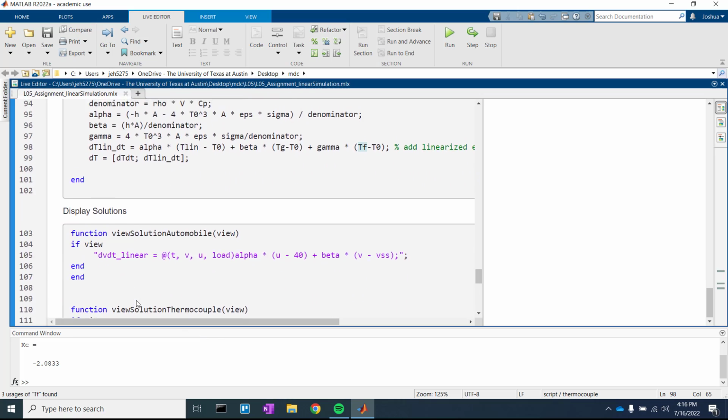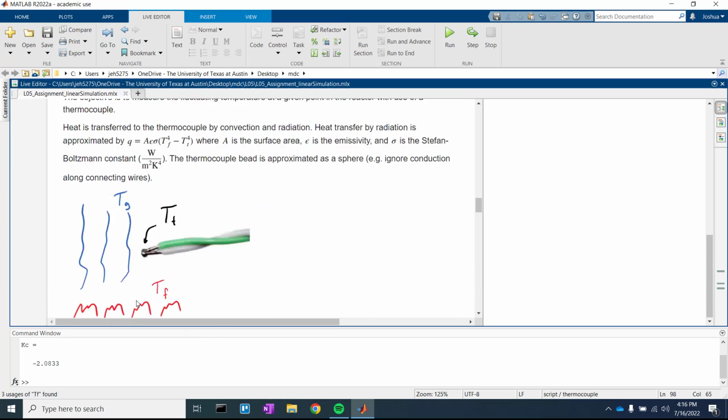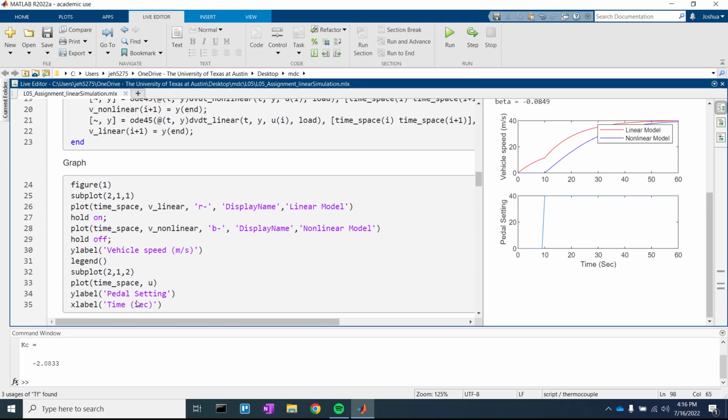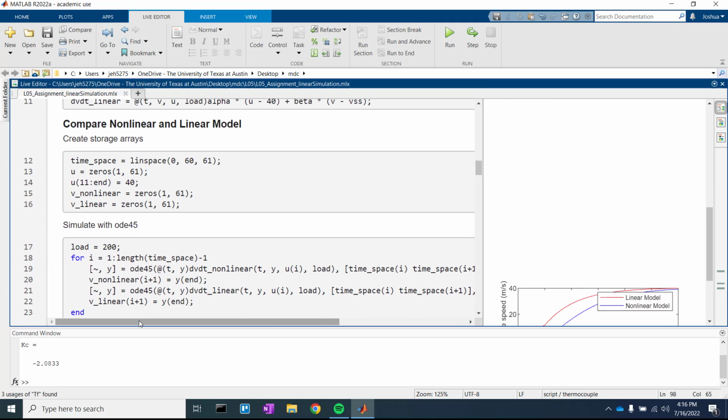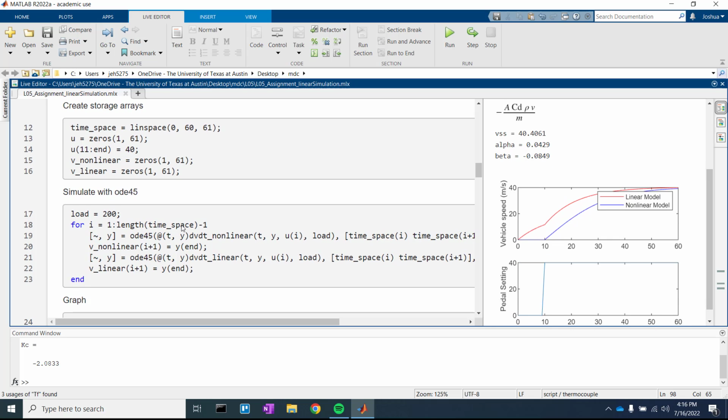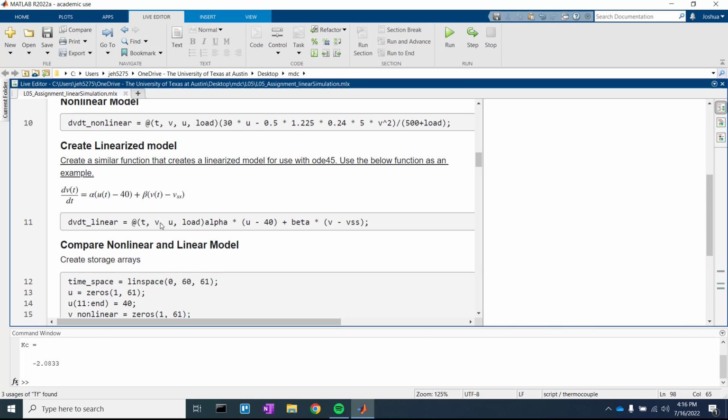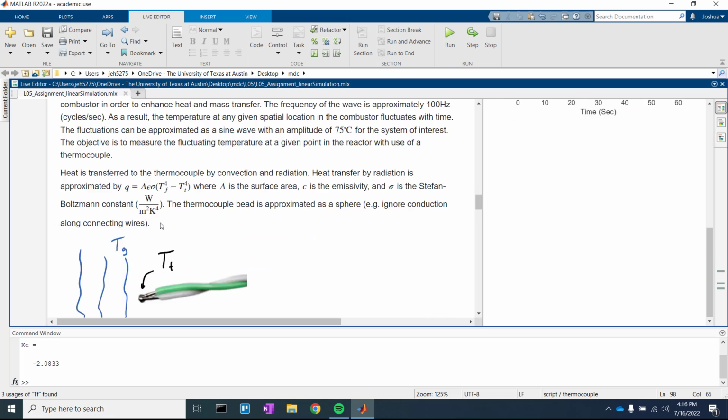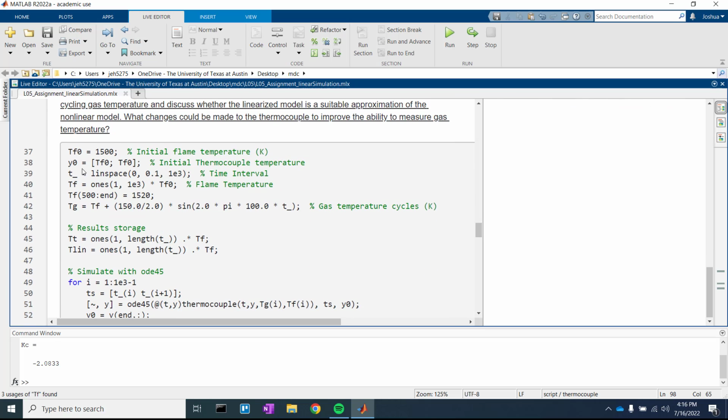Finally, we have the 2, and then we're going to go ahead and look up here. We're going to graph them and compare our linear and nonlinear models, similar to what we did with the car. Here we have the thermocouple. So we initialize our thermocouple temperature at 1500. We create our lens space like before, and we create vectors for all of our variables.